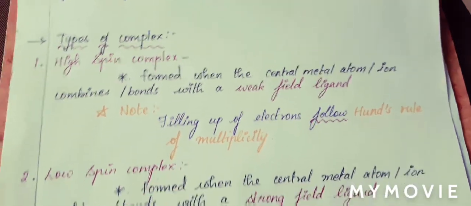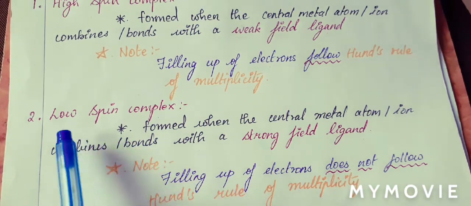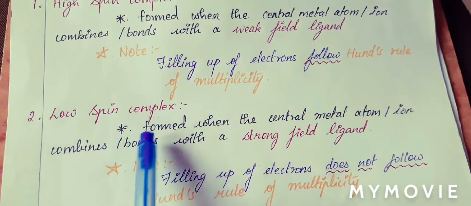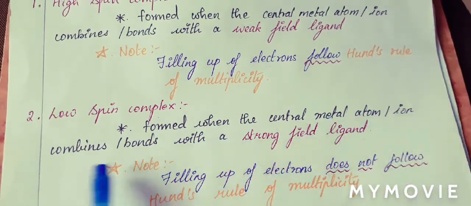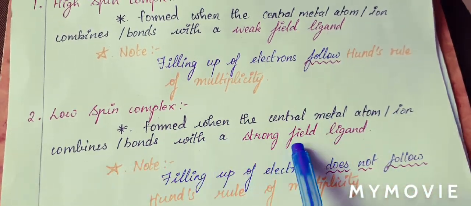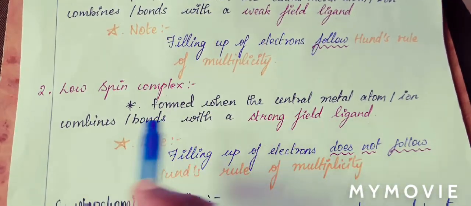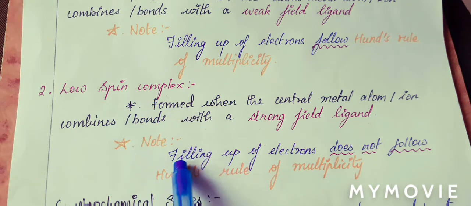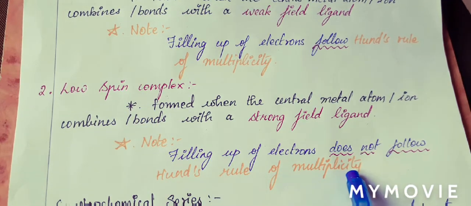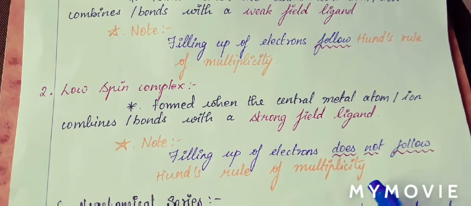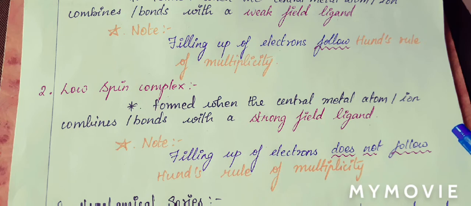The next possible complex that's formed is a low spin complex. This is formed when the central metal atom or ion combines with a strong field ligand. So the point to be noted here is that when this complex is formed, the filling up of electrons will not follow Hund's rule of multiplicity. So it's really important that you keep these 2 points in mind for future application.